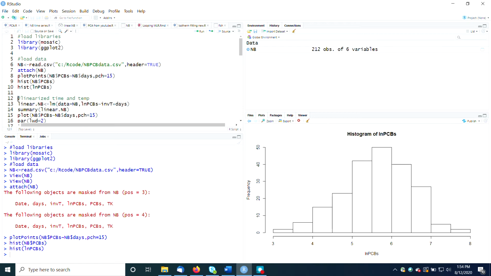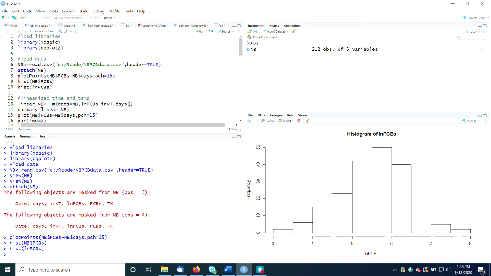The first thing I'm going to do is do a model where I use both time and temperature to predict the PCB concentrations. And I'm going to do this as a linear model. I'm going to use the lm command here for a linear model. The data comes from this thing called NB. And my model is the natural log of PCBs is a function of the inverse temperature and the number of days. Okay, this is basically using the Clausius-Clapeyron model. Not that that means anything to you. But again, the natural log of the PCBs is a function of the inverse temperature and the number of days.